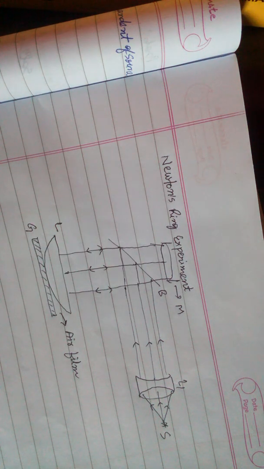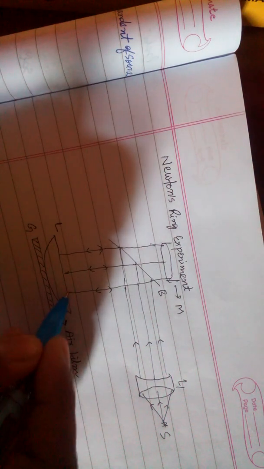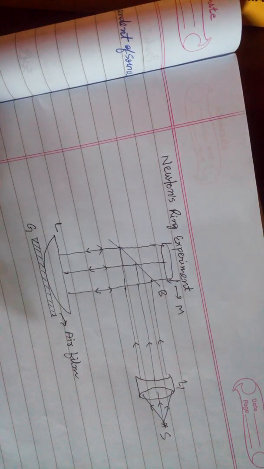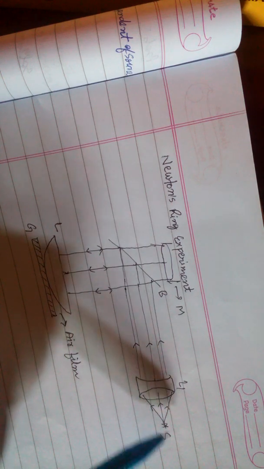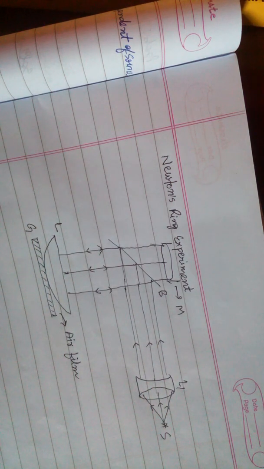Students, today we are trying to understand the Newton's ring experiment. The Newton's ring experiment is basically based on the interference phenomena of waves. This is the typical diagram for the Newton's ring interference experiment. It consists of a source S, which is a monochromatic source.